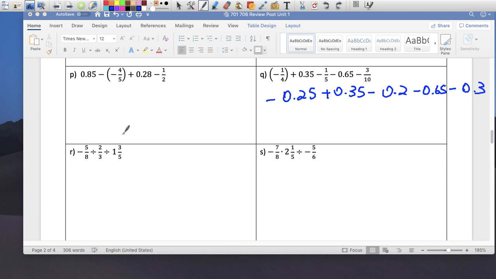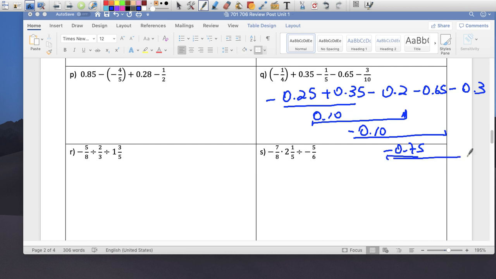So for this one, you can just add. And then just add the numbers, right? So this is going to be, you can add these two together. This is going to be 0.10 positive. And then you're going to do these two together up to here. And that's going to give you negative 0.10. And you can do these two, it's going to give you negative 0.75. And if you do this one with negative 0.3, it's going to give you negative 1.5.